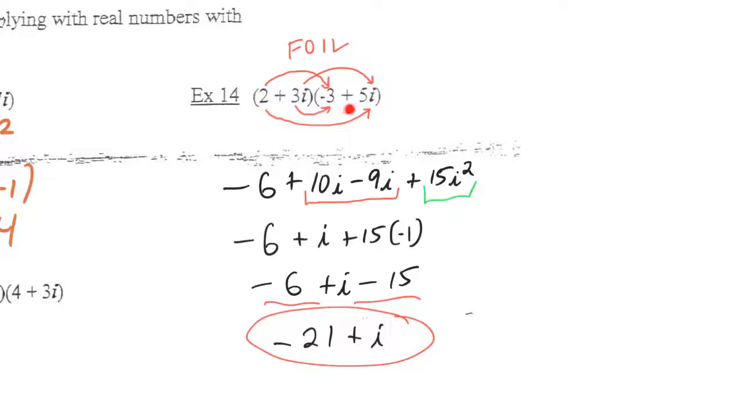Okay. So that's how that works. Just pay attention to your i squareds, make sure you convert all of them into negative 1s, and you should get the correct final answer.